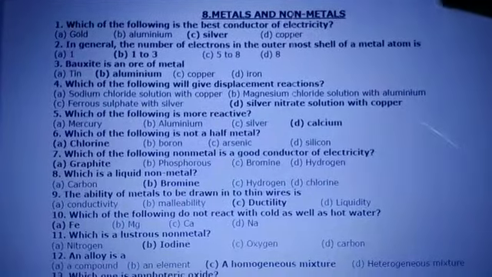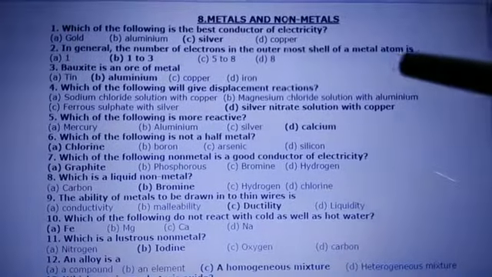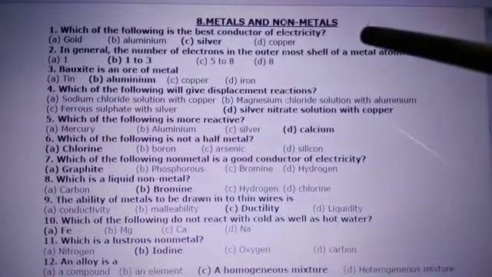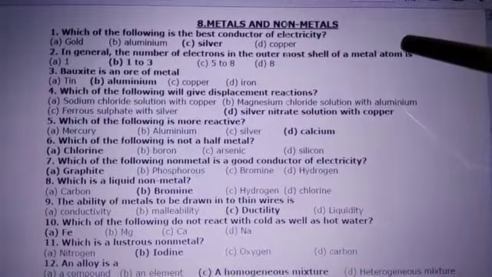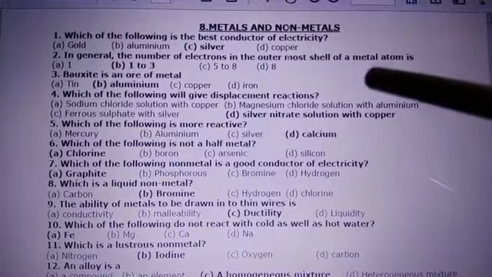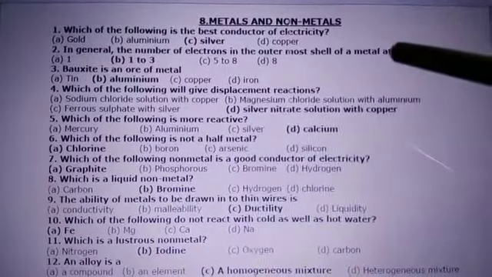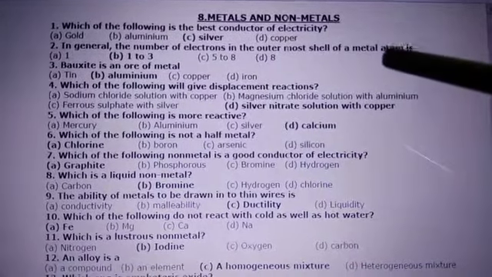Now chapter 8. Metals and non-metals. First question. Which of the following is the best conductor of electricity? Options. A. Gold. B. Aluminium. C. Silver. D. Copper. The answer is C.